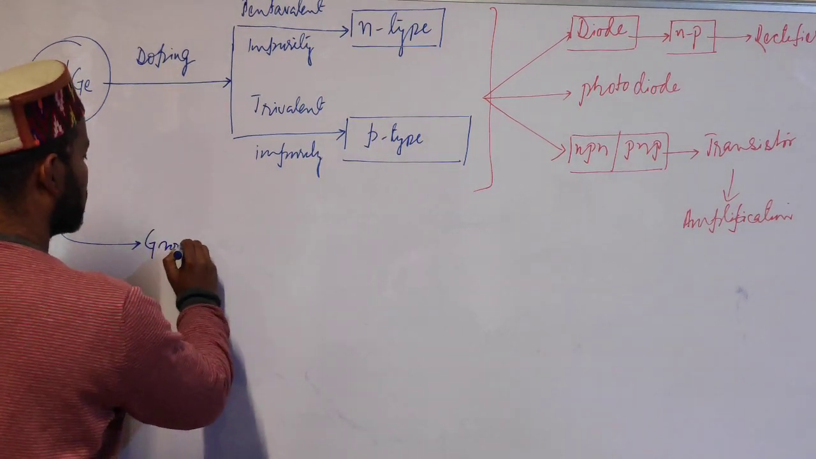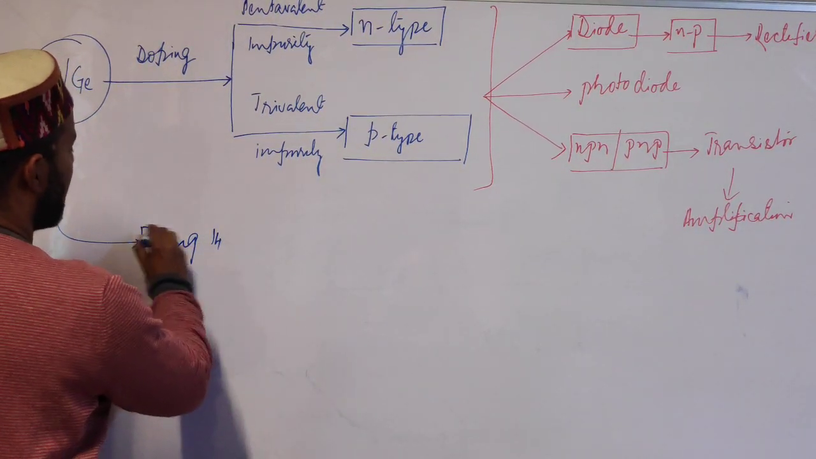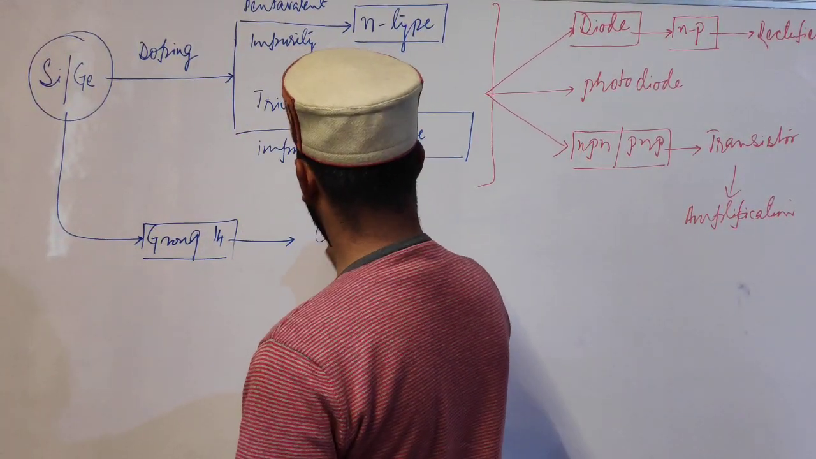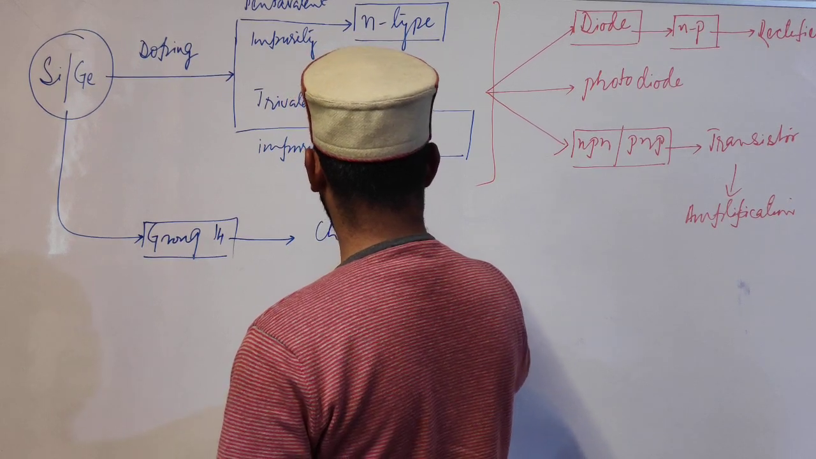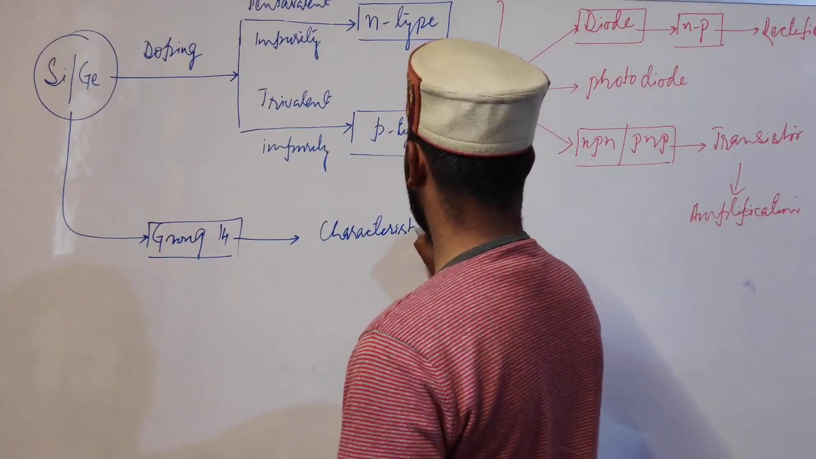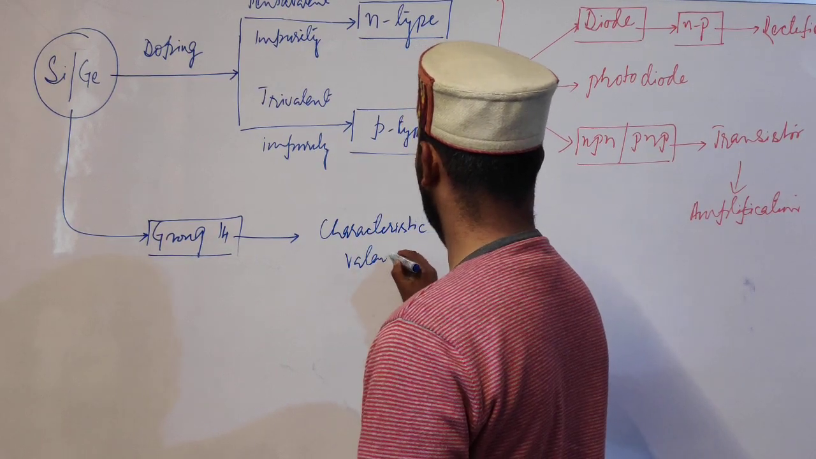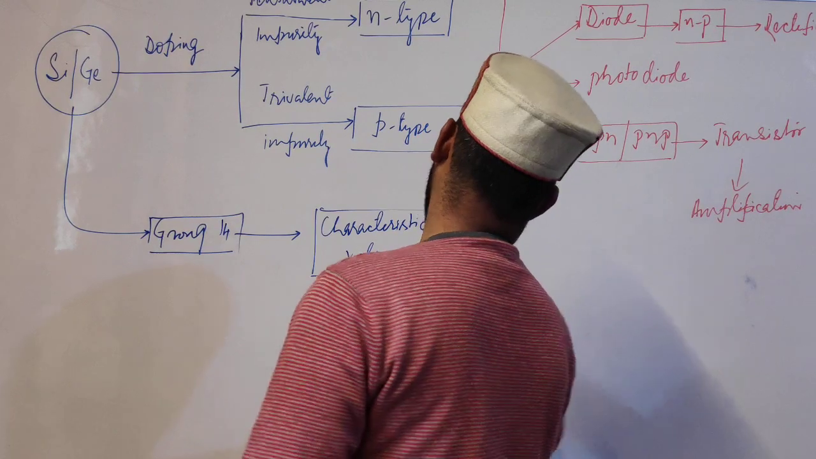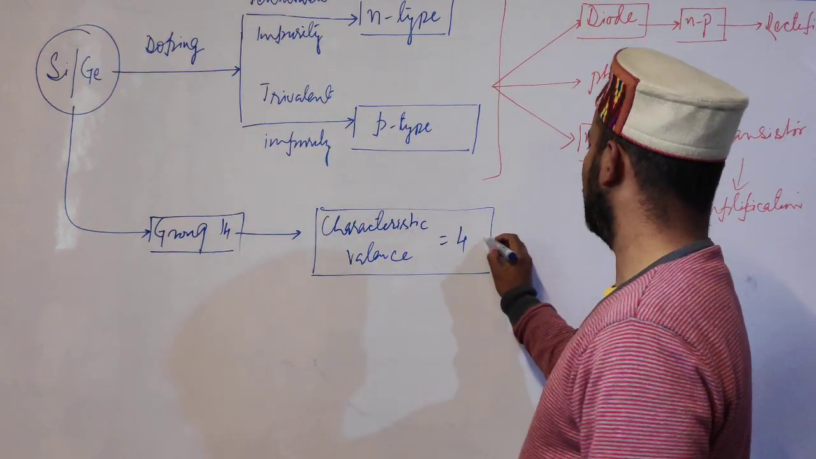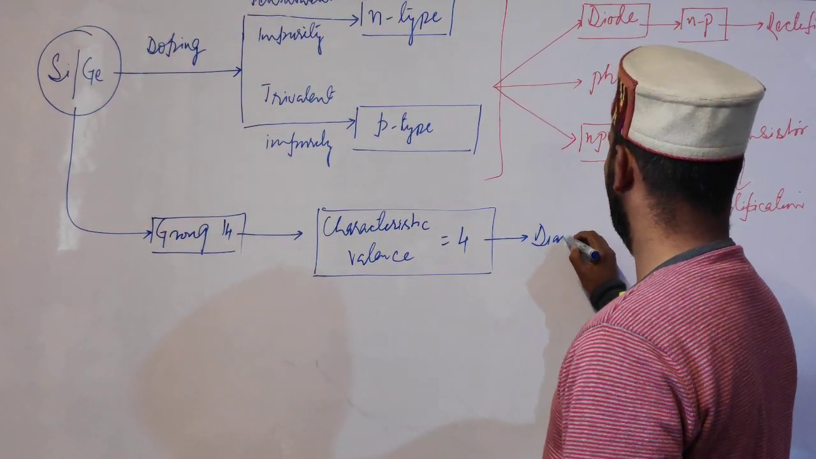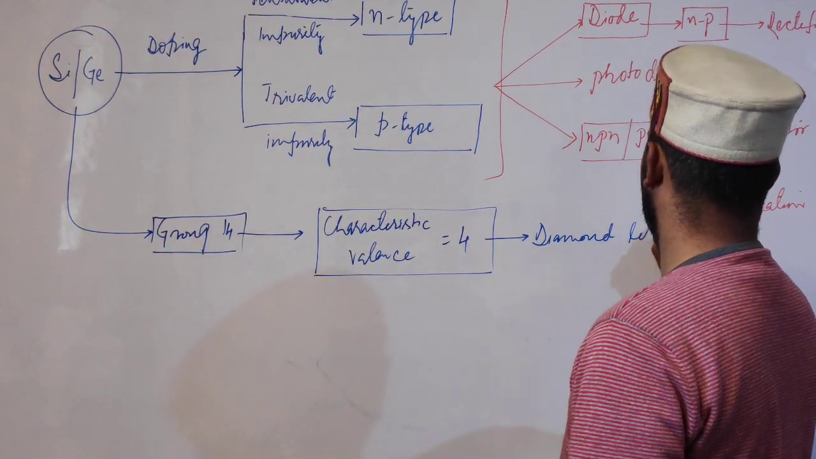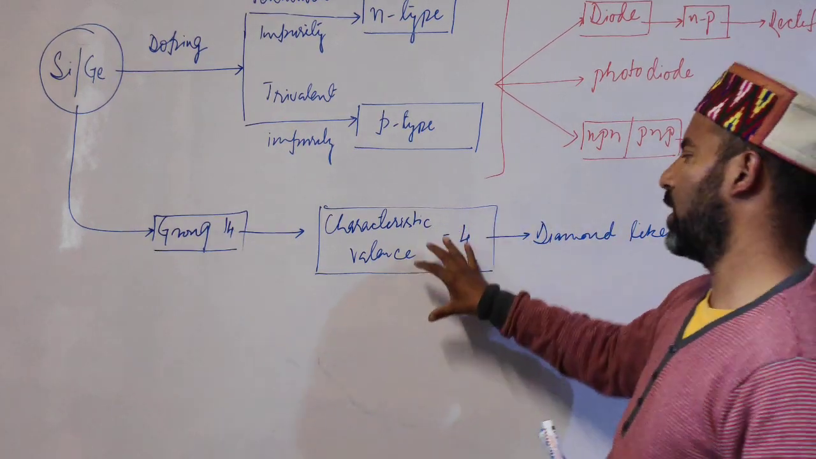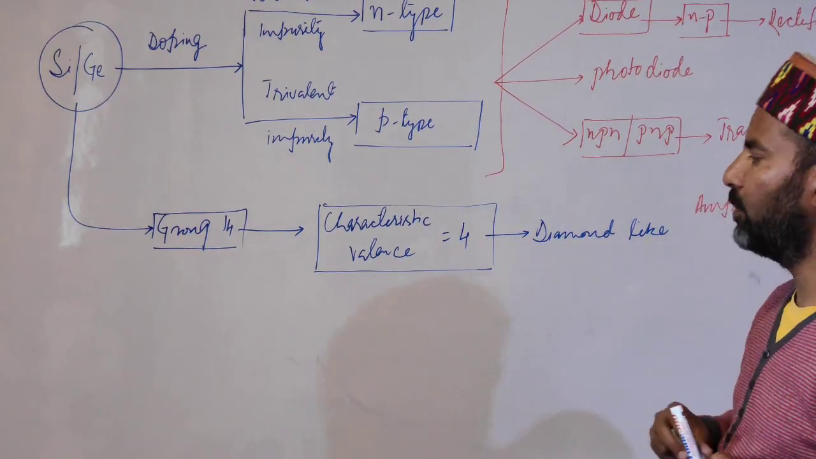Now students, let me tell you one very important thing: silicon and germanium are group 14 elements. Being group 14 elements, they have a characteristic valence of 4, which means they can form 4 covalent bonds. And that is why they have a diamond-like structure. So pure silicon and germanium crystals have a characteristic valence of 4 and a diamond-like structure.